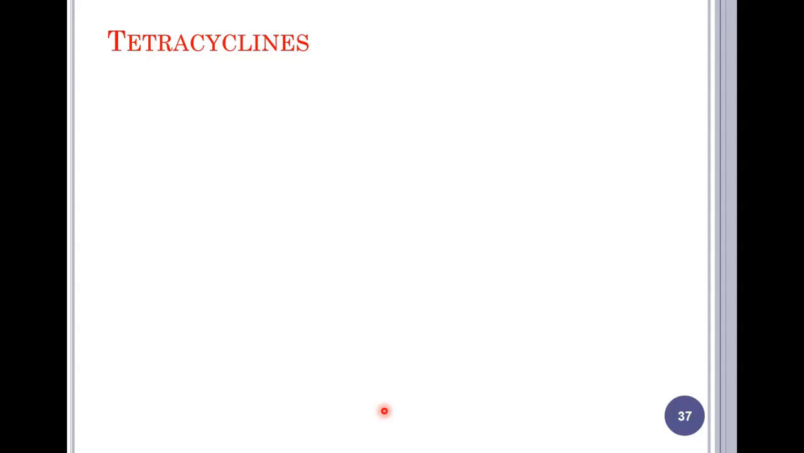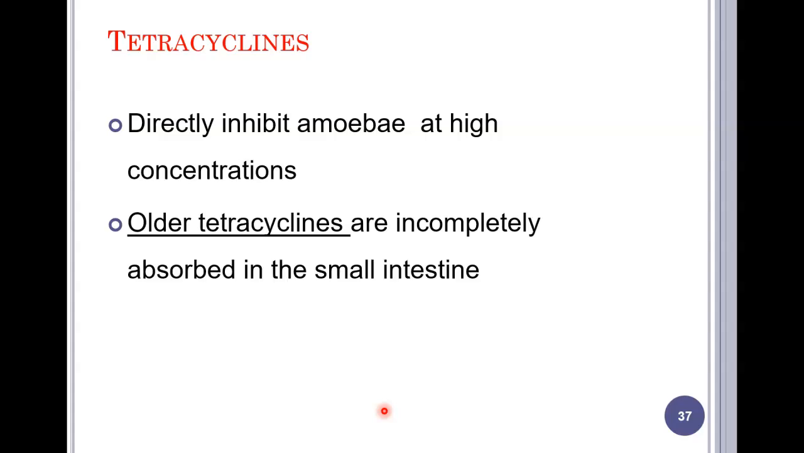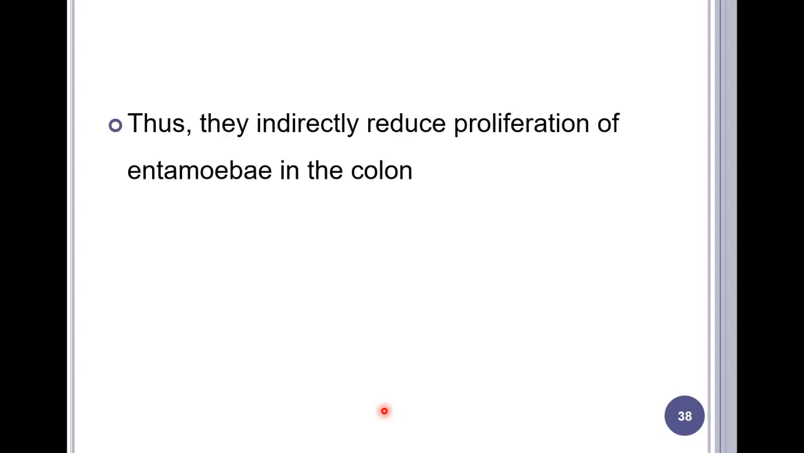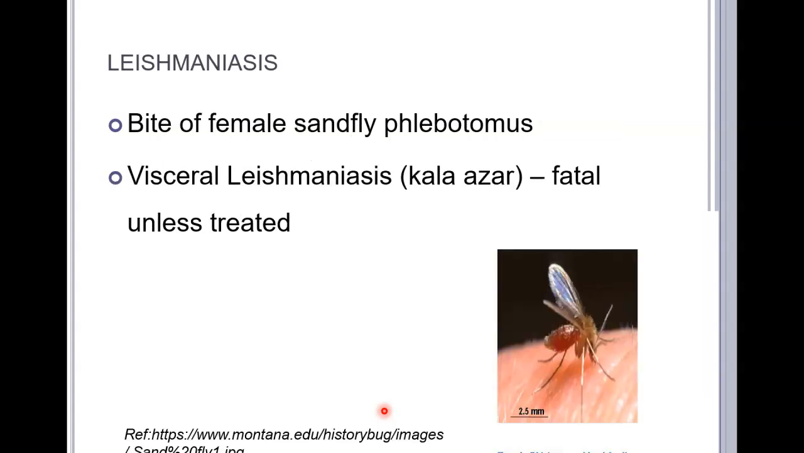Moving to the next group, that is tetracyclines. It can directly inhibit amoeba at high concentration, and older tetracyclines are incompletely absorbed in the small intestine. Therefore, they can reach the colon in large amounts and inhibit the bacterial flora with which Entamoeba live symbiotically. Thus, they indirectly reduce the proliferation of Entamoeba in the colon. So, they are used in the treatment of chronic, difficult to treat cases with only the luminal cycle and little mucosal invasion.